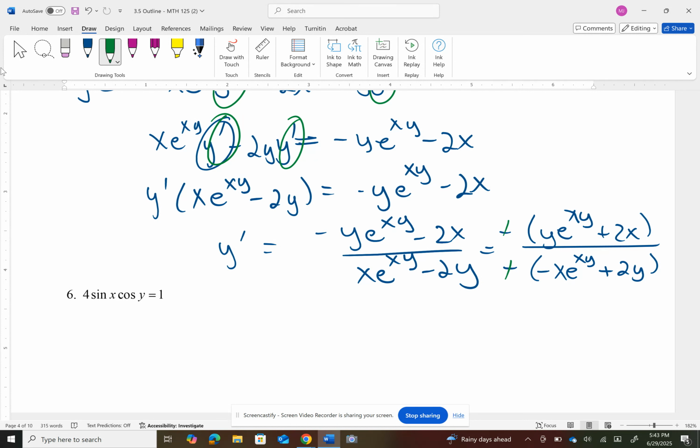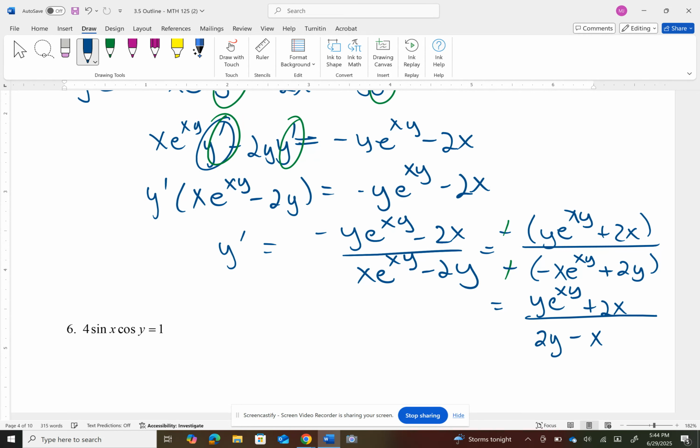And so you might see the answer in the back of the book turning out to be y prime equal to y e to the xy plus 2x, and those could be in either order, over a 2y minus x e to the xy. Kind of like that 2y first, so I don't have a negative hanging out in front. But again, you can have things in slightly different orders and still be correct. Okay.